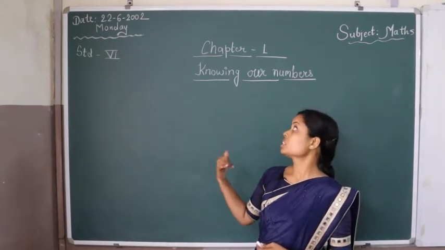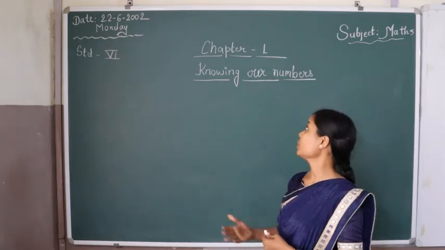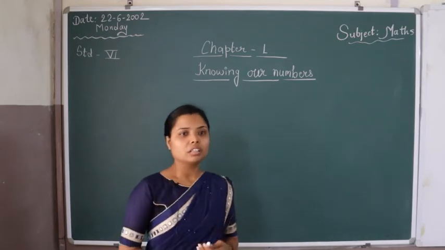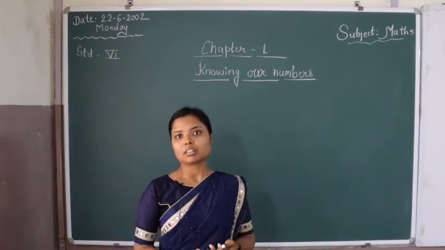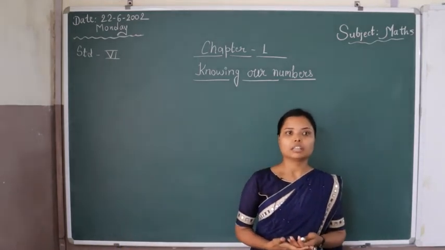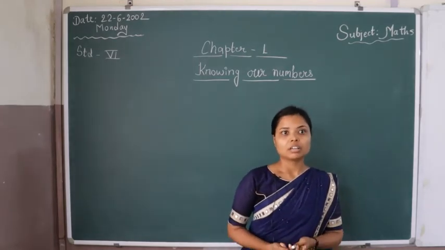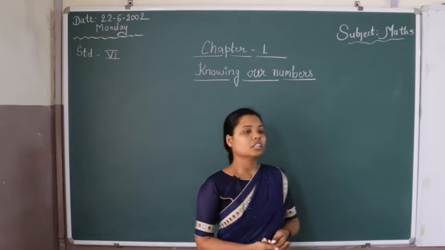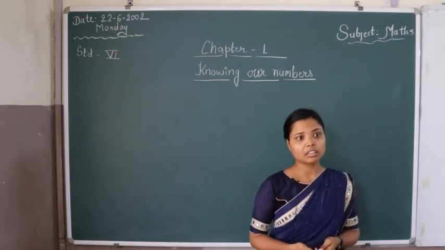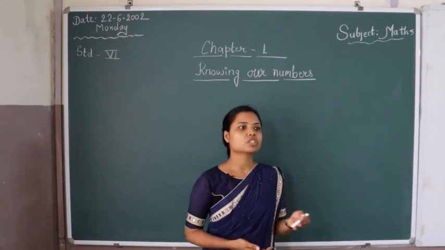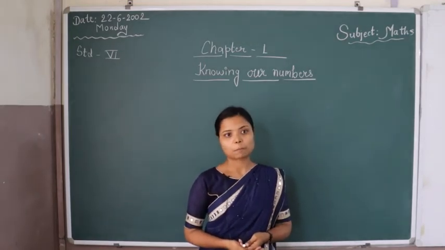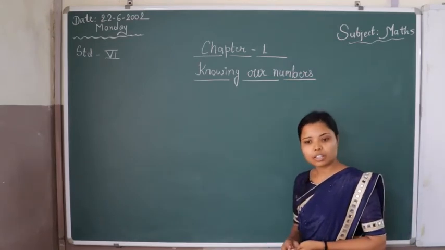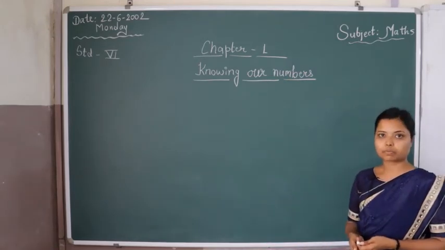Today we will learn chapter one, Knowing Our Numbers. Numbers are used in counting, to count objects or things. They help us to say which number is bigger and which number is smaller. They are used in many contexts and in many different ways.